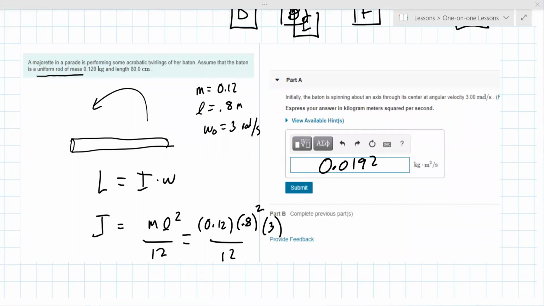Wait, 0.08 or just 0.8? I got 0.0192. 0.8 is squared because it's L. 0.12 is the mass. 3 is the value for W. That's correct. Okay.